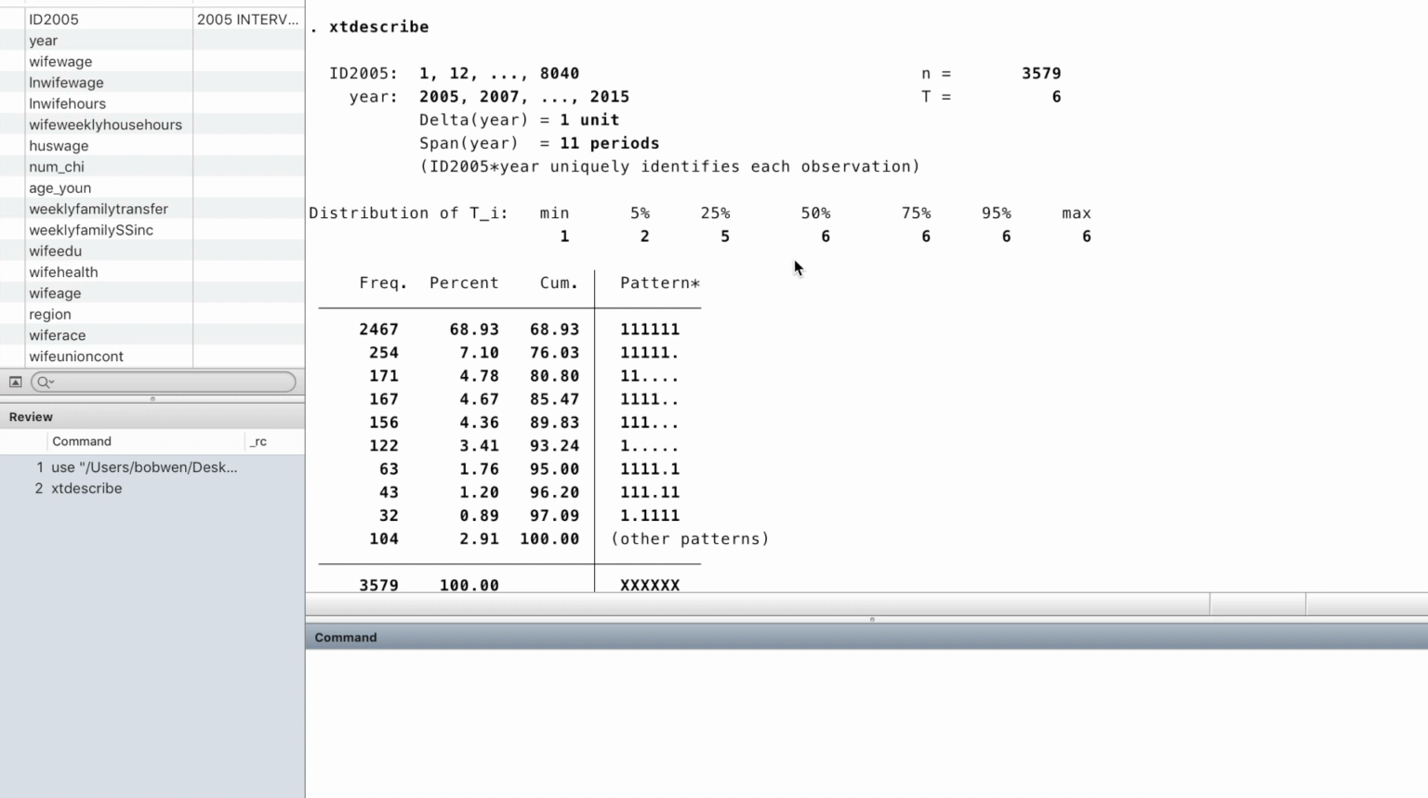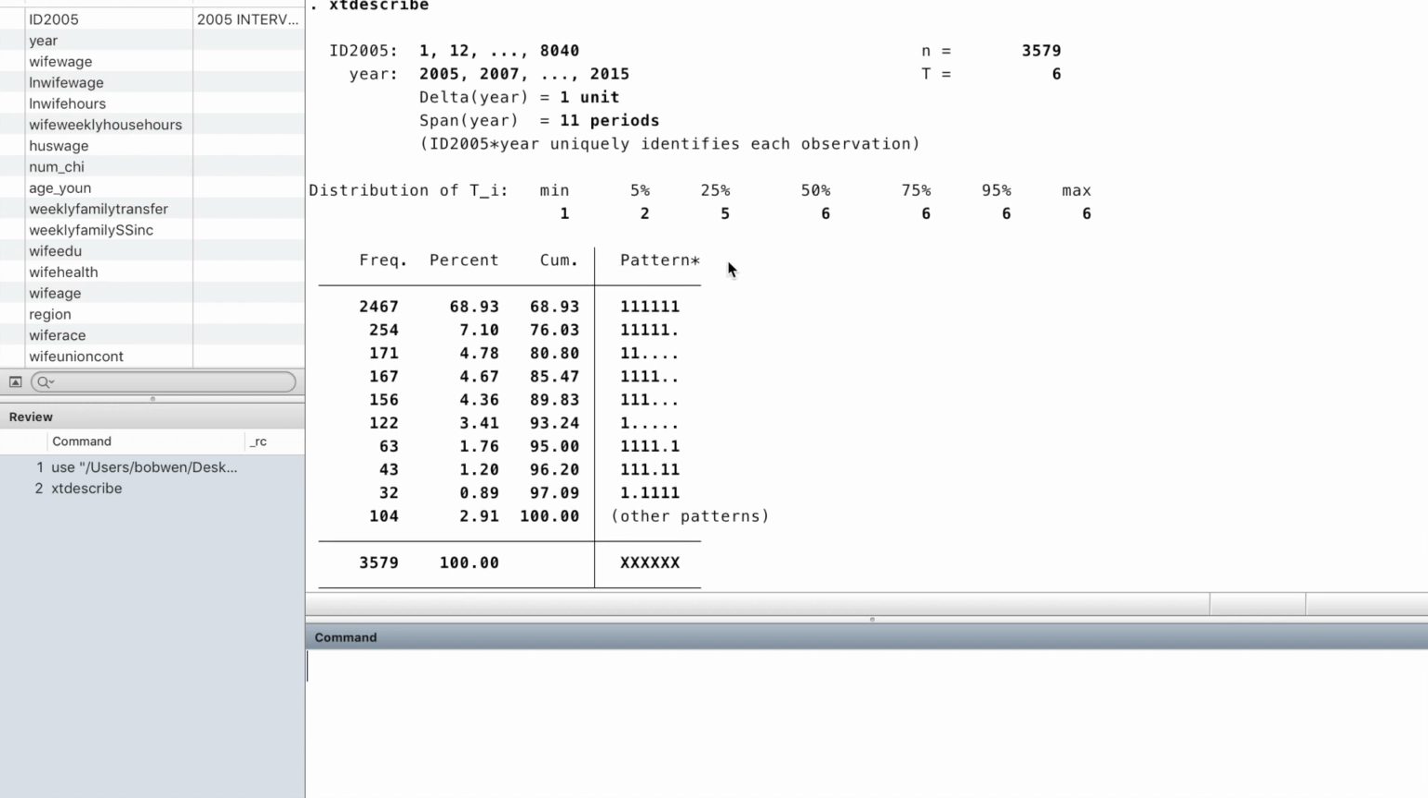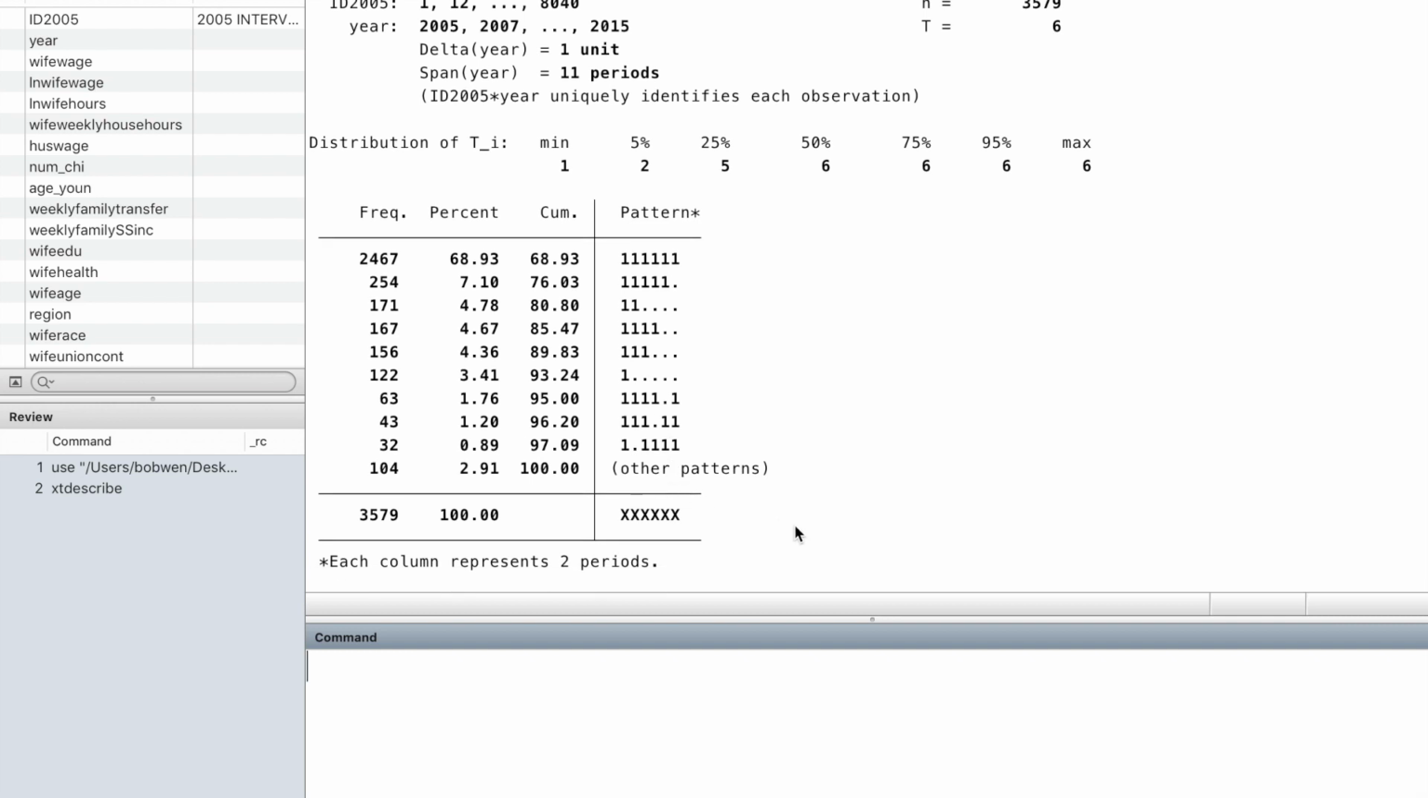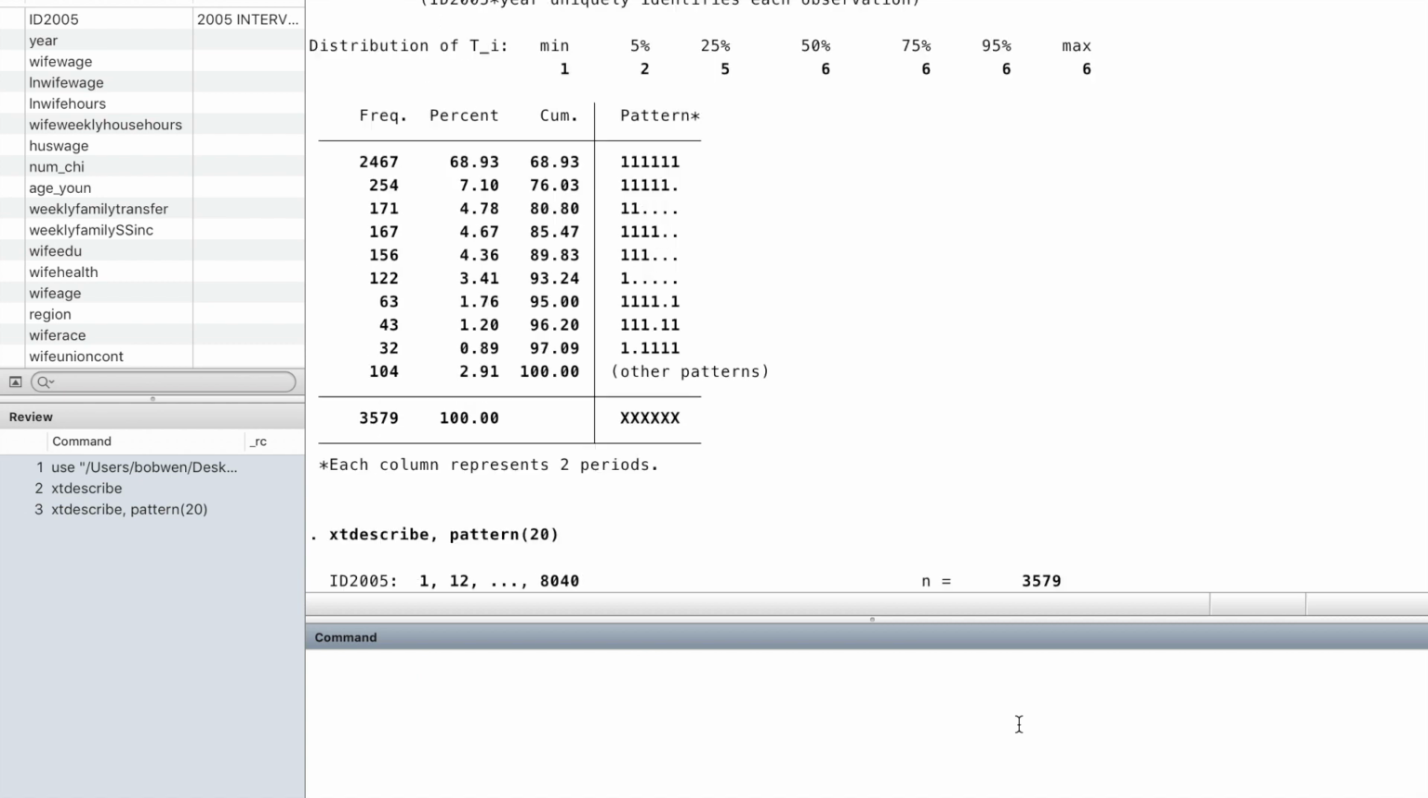Let's take a look at the participation pattern. More than 2,000 women, that is 69% of the women, take part in all 6 surveys. 254 women took part in 5 surveys, except the last one. 4.78% of the women participated in only the first 2 surveys. The option patterns specifies the maximum rows of participation patterns.